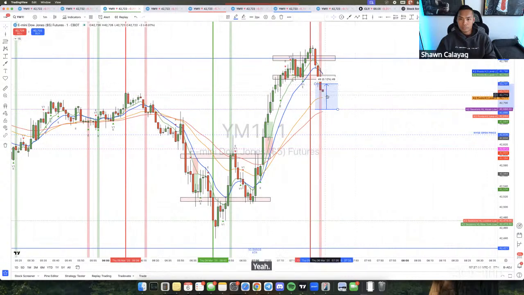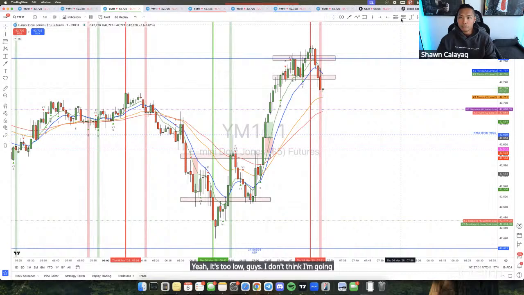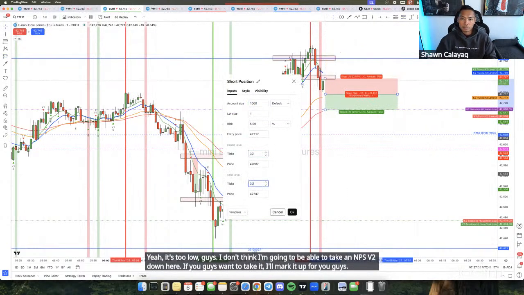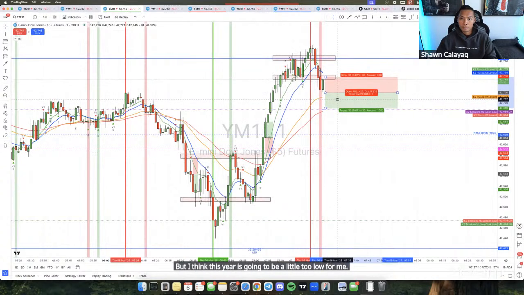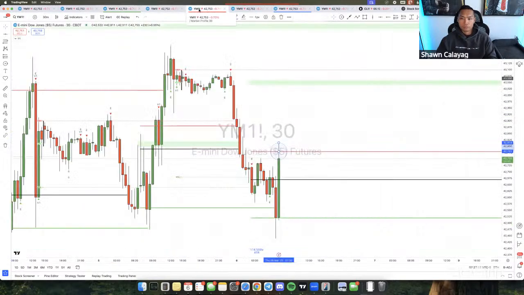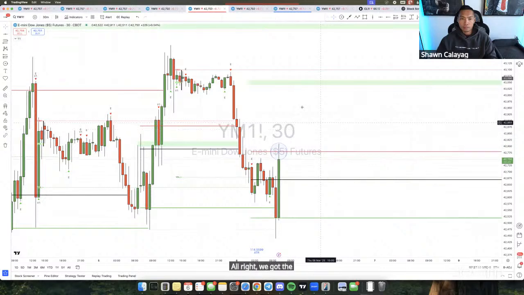Yeah, it's too low, guys. I don't think I'm going to be able to take an MPSV2 down here. If you guys want to take it, I'll mark it up for you. But I think this here is going to be a little too low for me. All right, we got the 30-minute candle closing here in about 2 minutes.